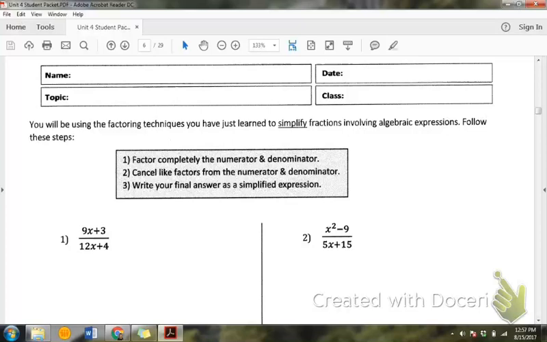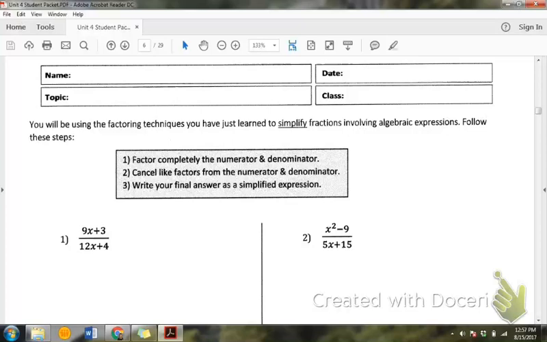This lesson today is taking things that you already know how to do. Remember when we talked at the very beginning of the term, I said Algebra 2 is just Algebra 1 taking it up a notch, right? So today's lesson is doing things that you already know how to do, and that is factoring.